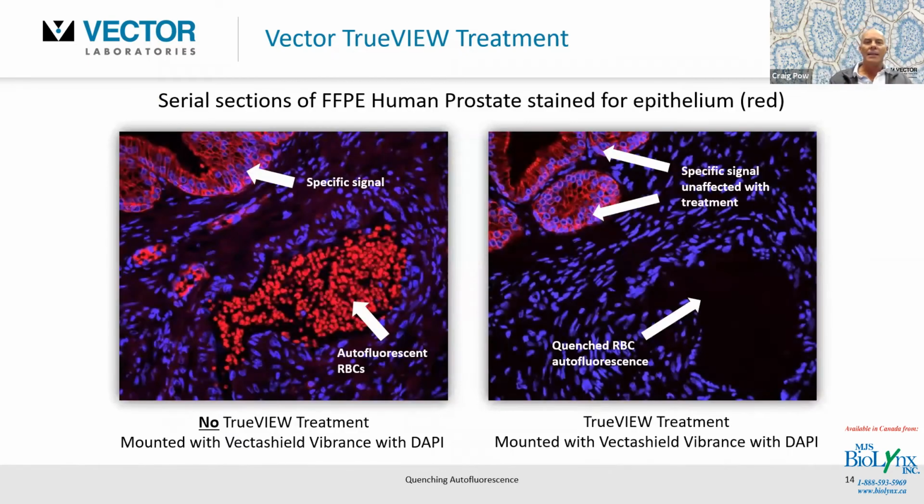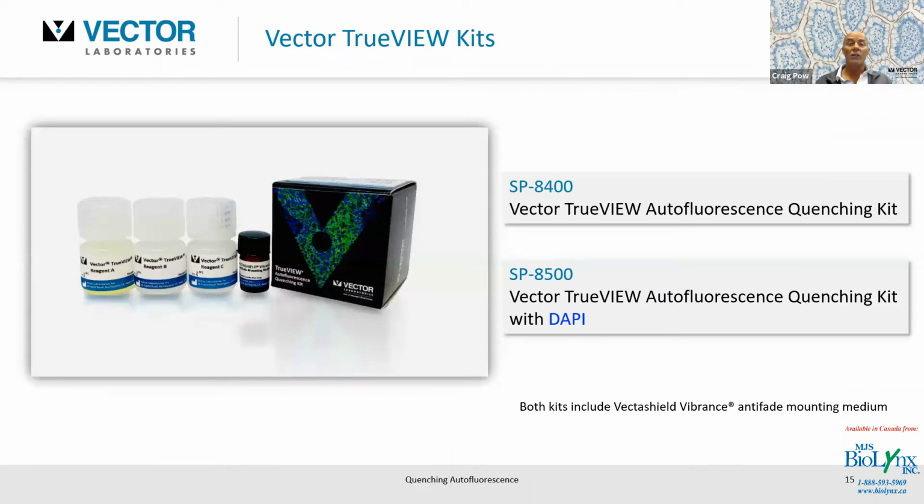Okay, and certainly in the red channel here, again, specific staining for a cytokeratin marker, and this is counterstained with DAPI. These red blood cells could be interfering with what you're trying to interpret here. This is just an example. When you treat with TrueView, all of the red blood cells, autofluorescence has been eliminated. All right, hopefully that gives you a bit of a picture about the action of TrueView.